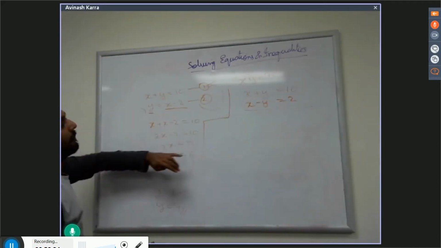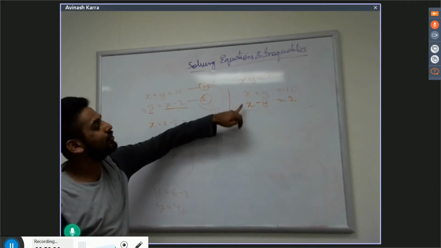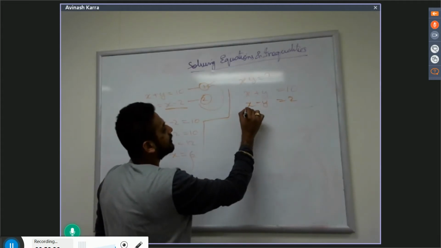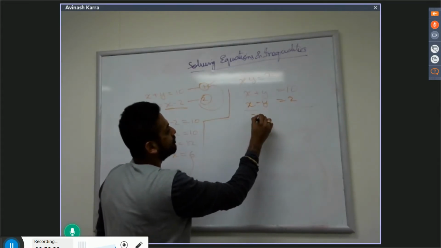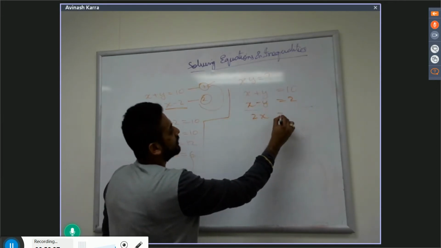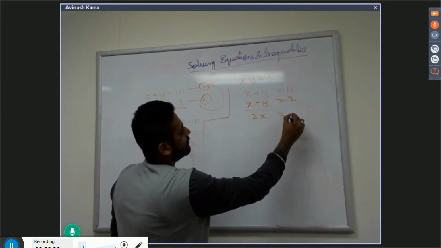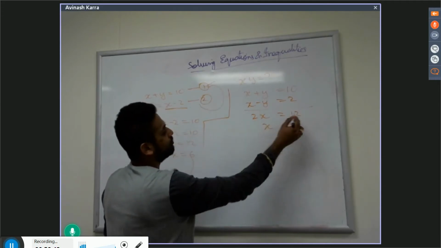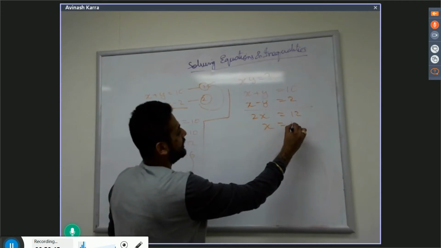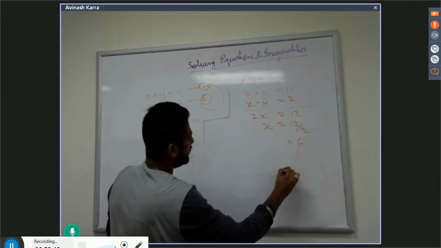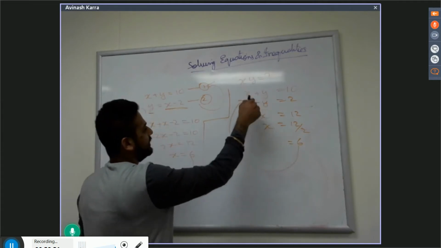So, when I add these two equations, what do I get? x plus x, 2x. y plus minus y, 0. 10 plus 2, 12. So 2x is equal to 12. x is equal to 12 divided by 2. x is equal to 6. And substitute the value in any of the equations.